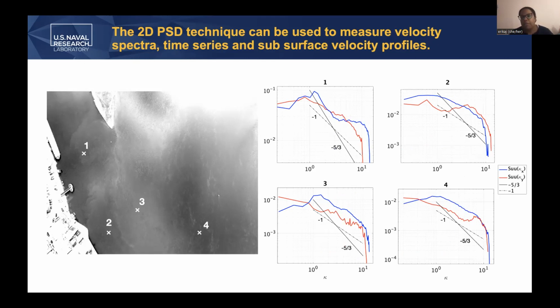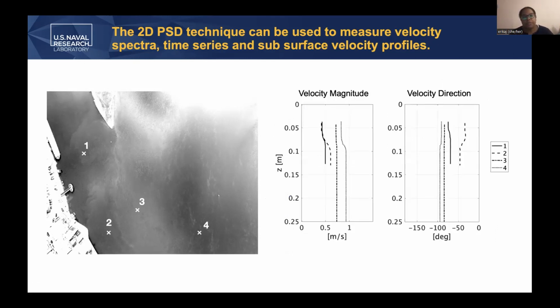I'm not sure how much time I have left, but I will say that in examining these spectra, they are exhibiting the types of trends that I would expect to see. Especially in the river, the streamwise velocity spectra is slightly greater than the spanwise, which is what you would expect, and in the vortex they're about the same magnitude. So we're seeing the right trends with these results. And I can also look at subsurface velocity profiles.